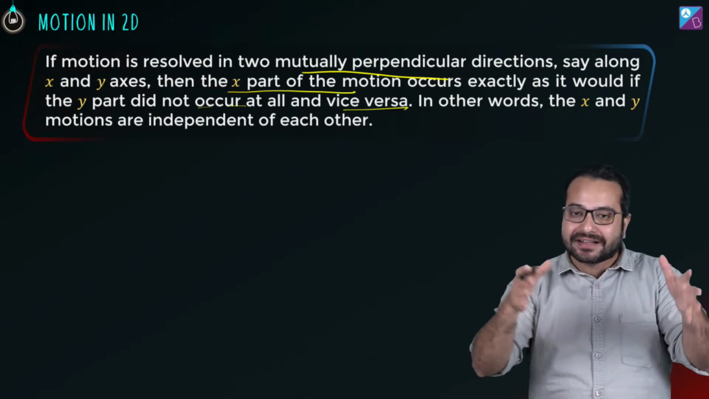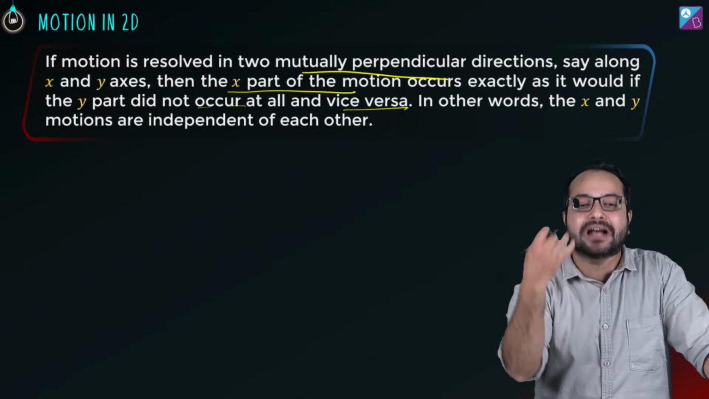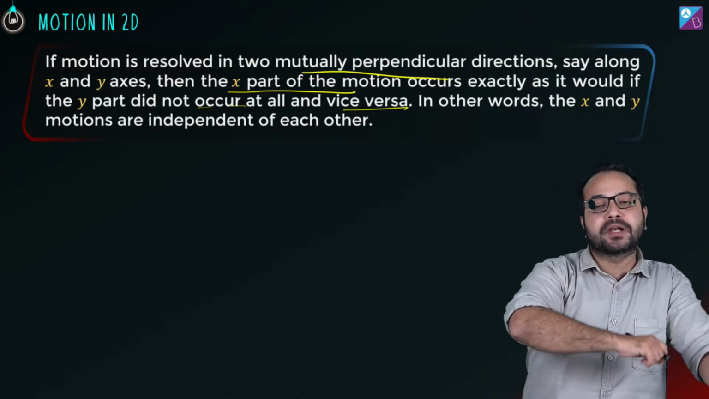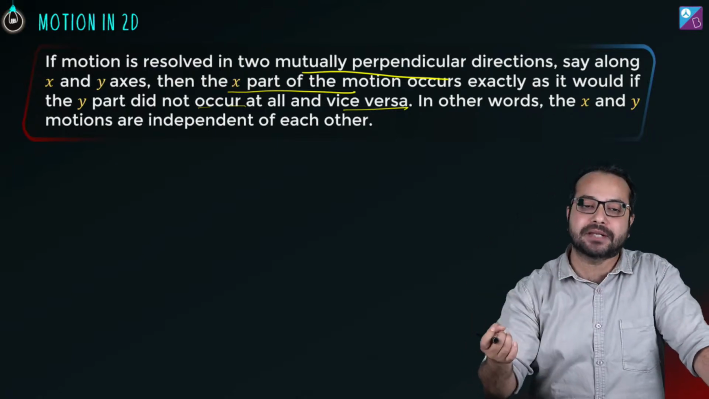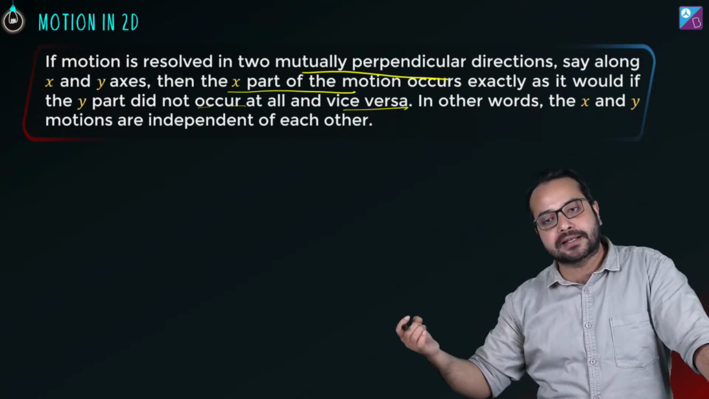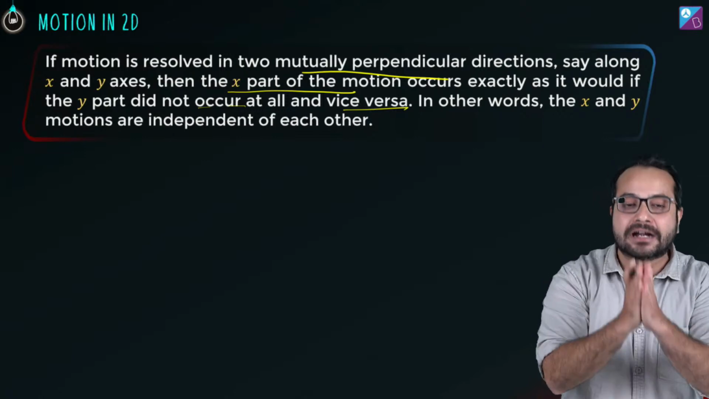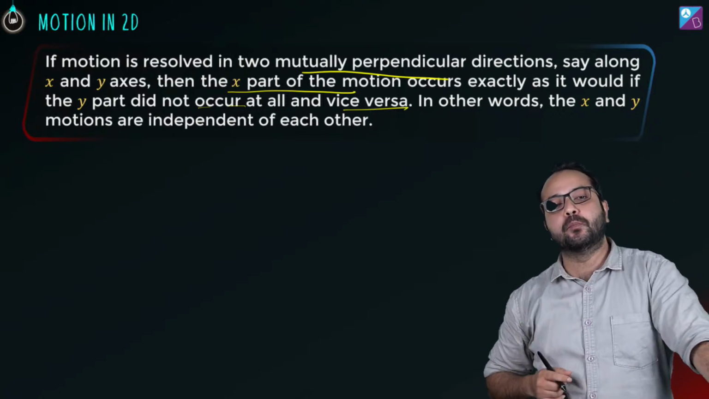What is that which is connecting these two motions? The time is going to connect those two motions. Exactly, Swastika. Because the motion is taking place in the same time, we are just dealing with it in the x direction and y direction separately. So time is going to be the adhesive between these two motions.